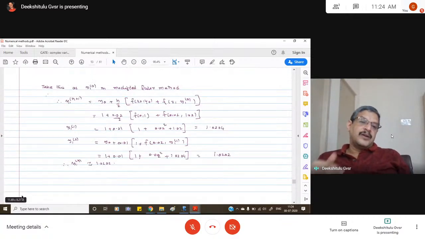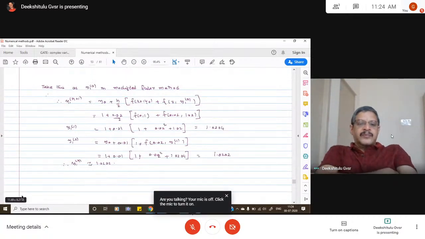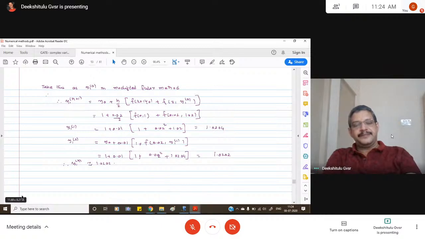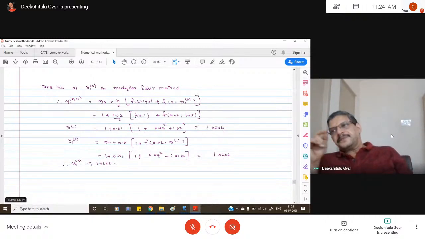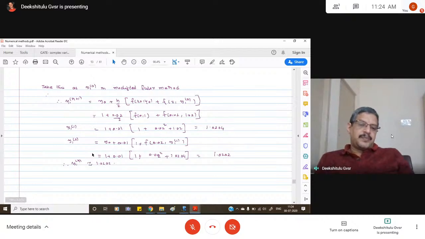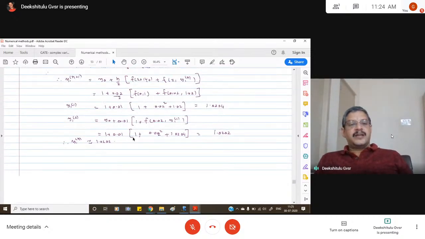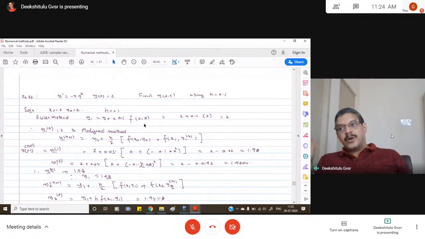Similarly, you can calculate y2 also. When we want to calculate y2, that means x = 0.04, y2 = y(x2) = y at 0.04, you get the value of y2 first from Euler's method, y2 = y1 + h f(x1, y1). Take that as the initial approximation for the modified Euler's method. So the process will be repeated, and you will get the nth approximation for y2 also.